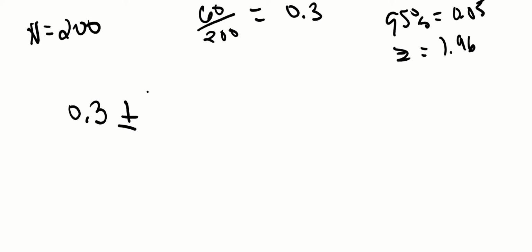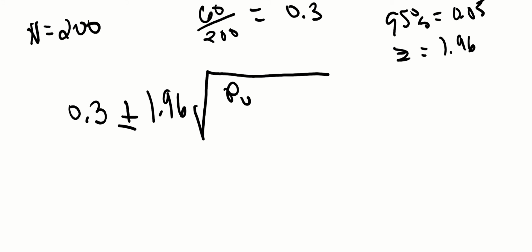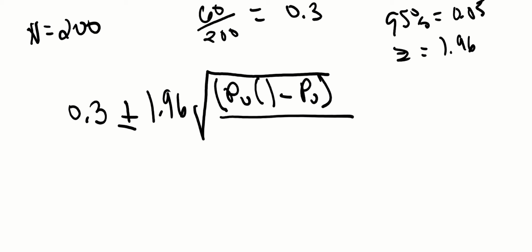It's plus or minus 1.96 times the square root of PU times 1 minus PU divided by N, right? So our N is 200, right? But there's something that's interesting about this. No matter what you get for PU, the product PU times 1 minus PU is always going to be 0.25. So I want you guys to remember that this is always in our numerator going to be 0.25.